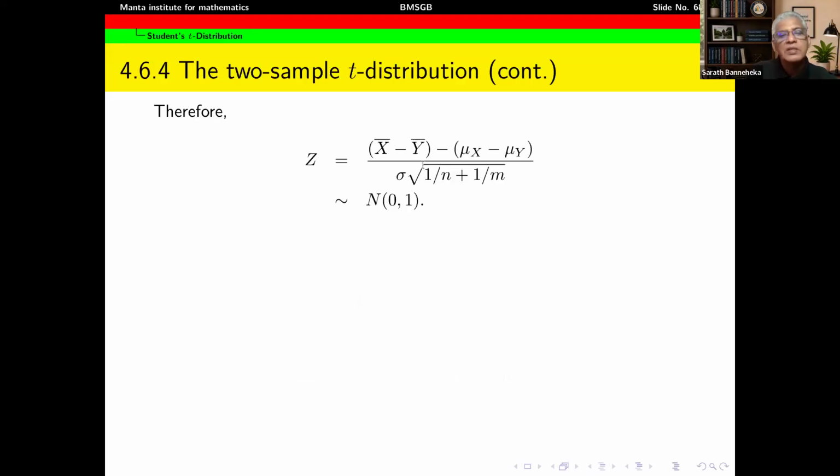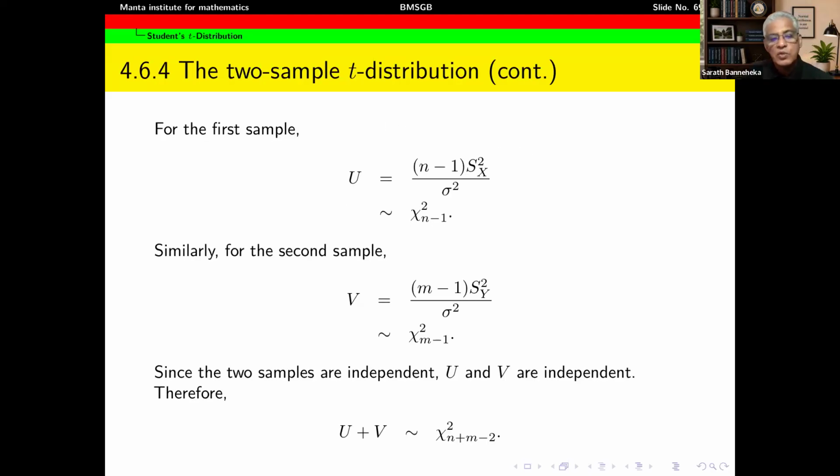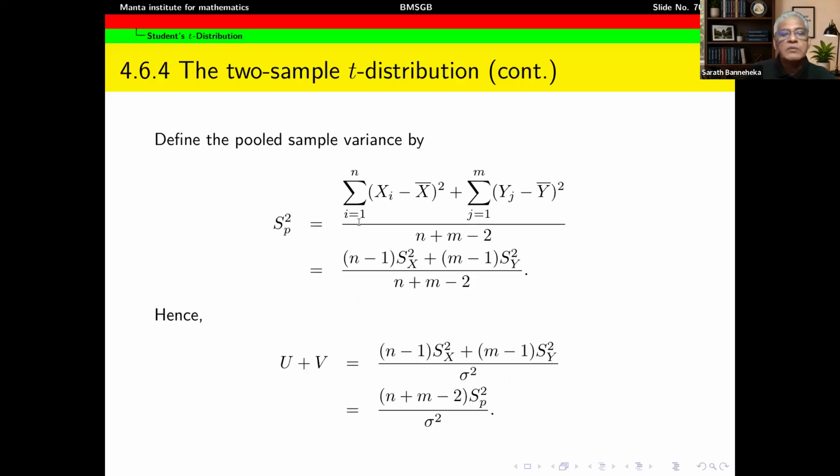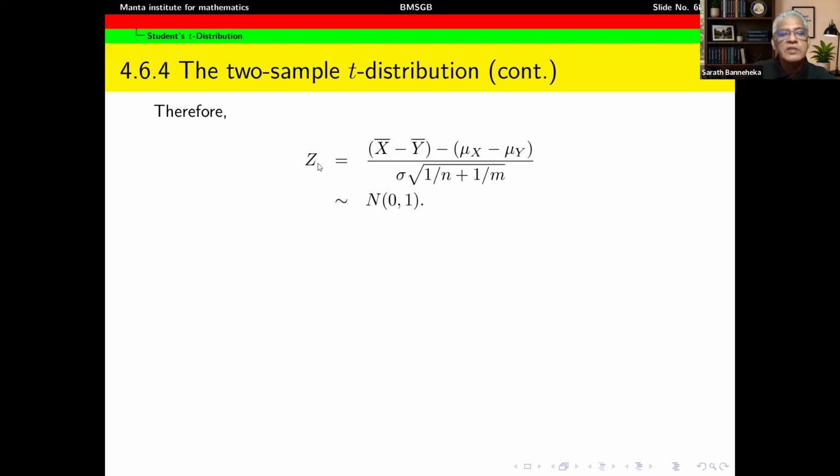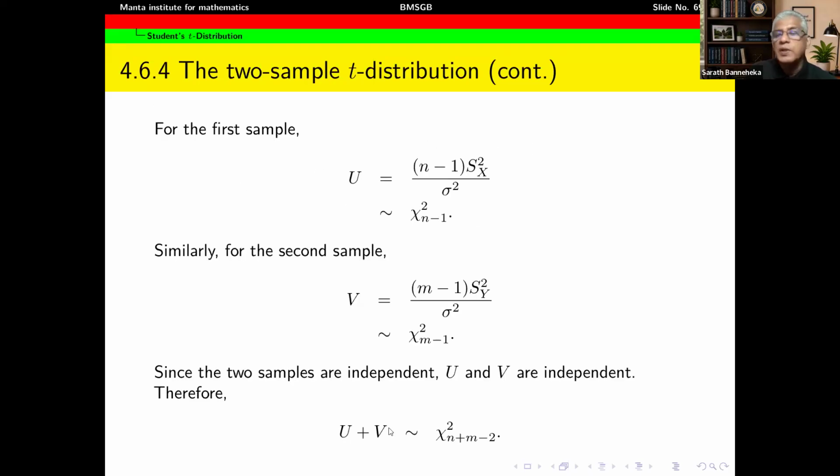Now, this Z has a standard normal distribution. As a random component, it has only x bar and y bar. This quantity has a chi-square distribution. As a random variable, that quantity will contain only sx square and sy square. So therefore, we will see that this Z and this u plus v are actually independent, because we know that for a normal distribution, x bar and the corresponding sample variance s square are independent.